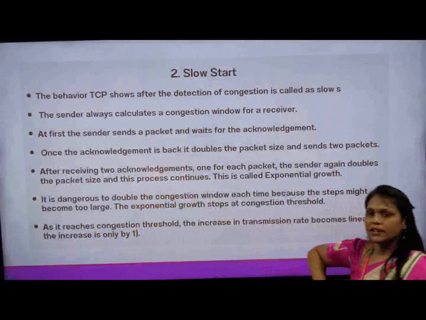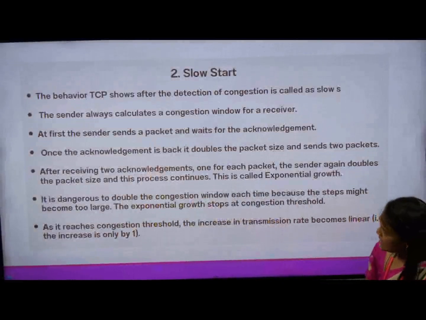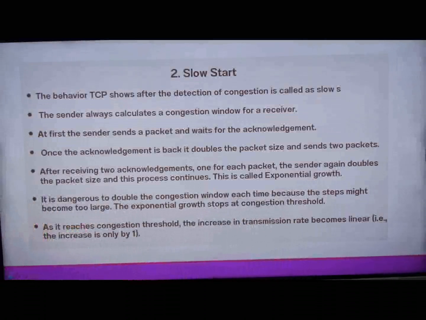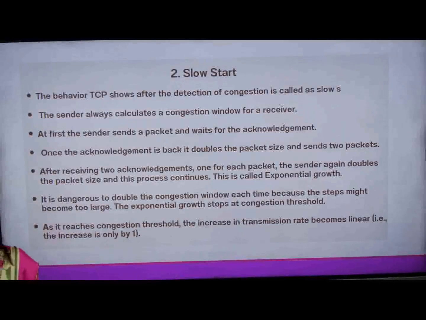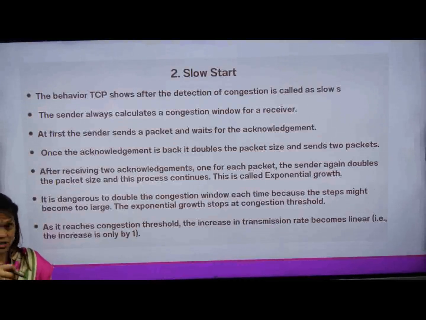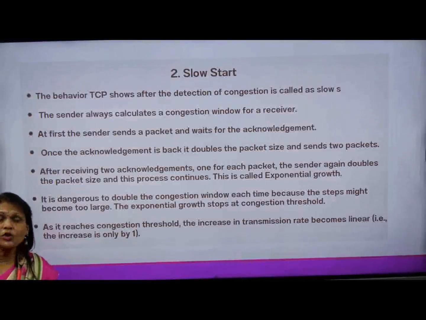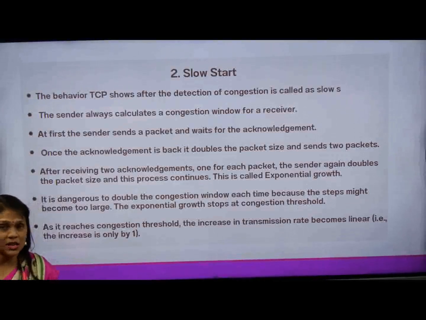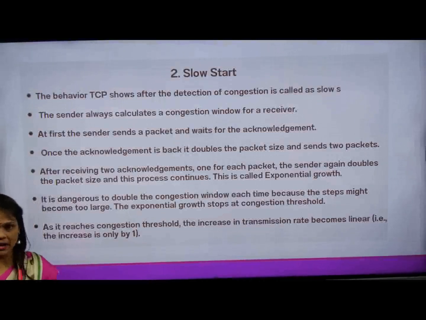Right, slow start. The behavior TCP shows after the detection of congestion is called the slow start. Congestion occurred means that the data is already burdening the network. Packets get dropped. Though you are dropping the packets, you need to hold the data which is on the network, within the correct capacity of the packets, right?